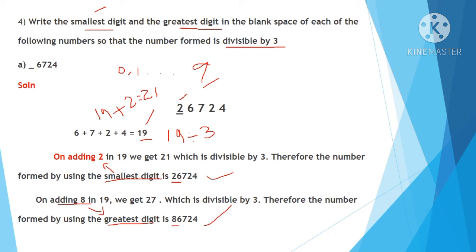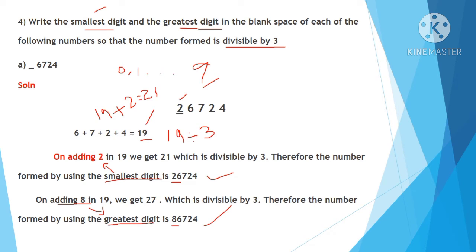Whether 19 is divisible by 3, children? No, it is not. After getting the answer, you check whether that answer is divisible by 3 or not. Here 19 is not divisible. So first we do the smallest. First check for the smallest digit. Start from 0, then 1, up to 9 we check. When it comes to the smallest, you start from 0.